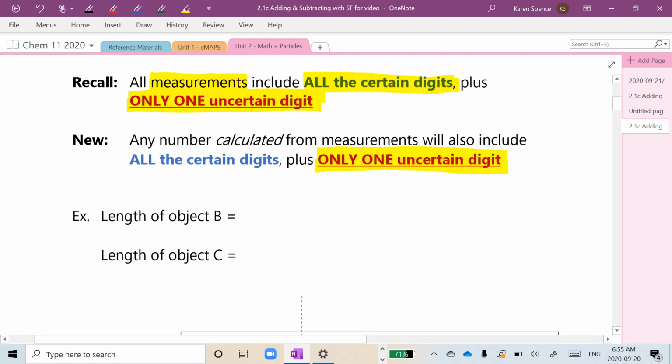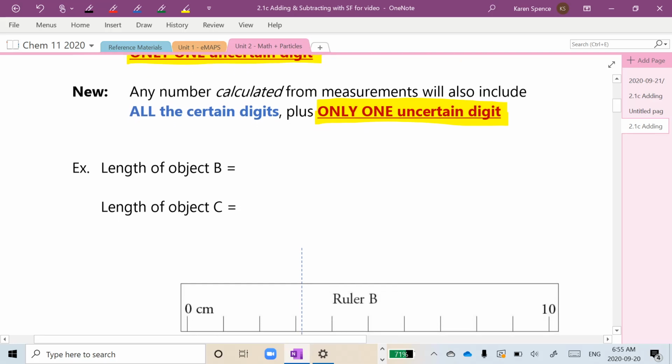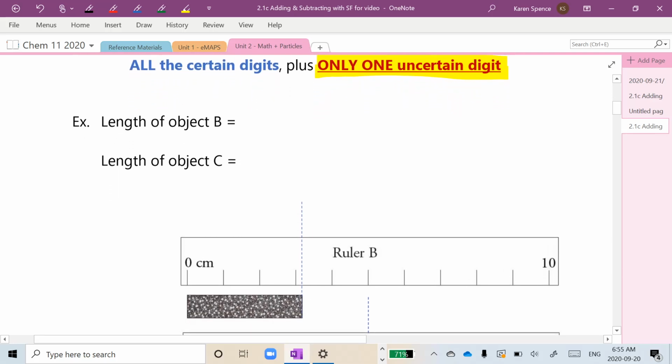Okay, so we are going to take a look here. We have ruler B, and we're going to measure that. So we have 0 centimeters, 1 centimeter, 2 centimeters, 3 centimeters. So this is 3 point something. So I'm going to say this is 3.